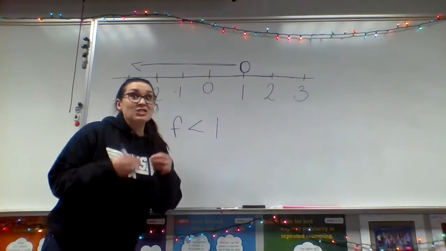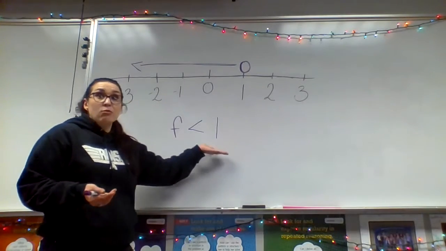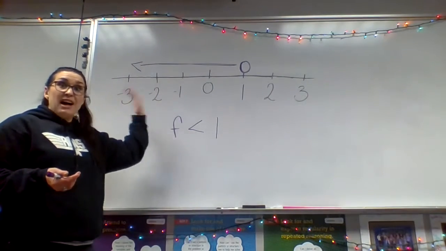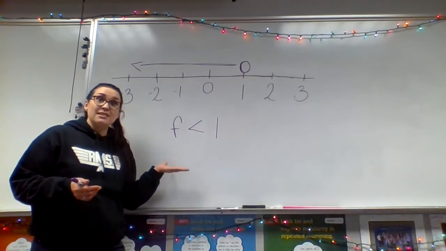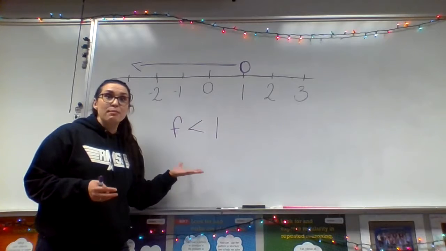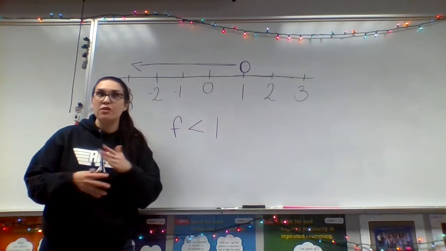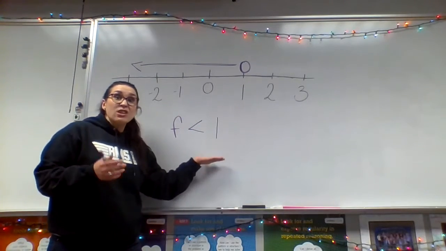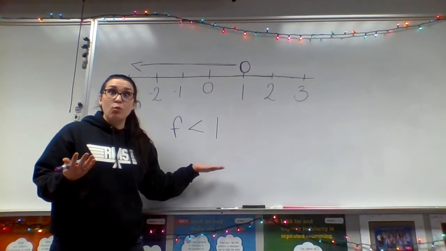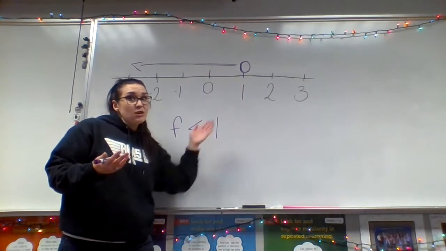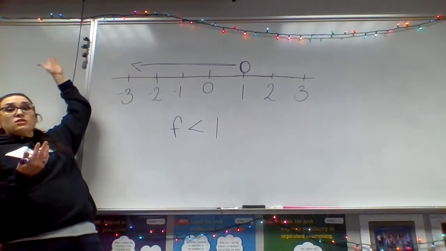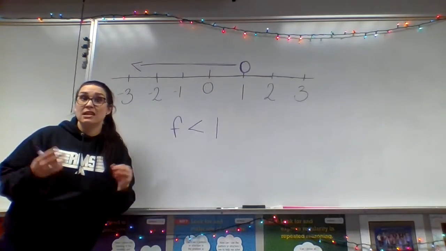But that's all going to be smaller than 1, right? And that all has the possibility of being f. So again, we're using this number line, my friends, to represent the relationship between f, which is our variable that's unknown, and what we do know, which is the number 1. So again, we have an open circle because it's not necessarily equal to it, and then we're pointing this way because it's less than 1.